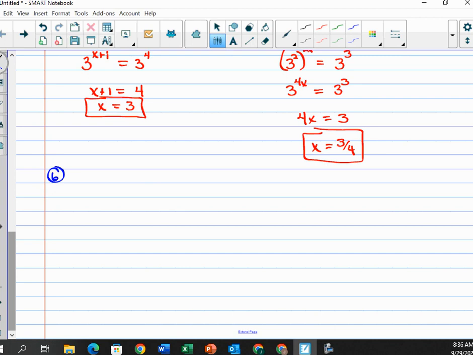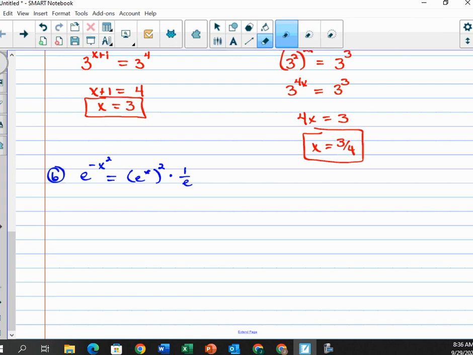Just for fun, right? Okay, e to the negative x squared. The one you shove under the ln. Yes, but we don't need the ln yet. All right, guys. e to the negative x squared.